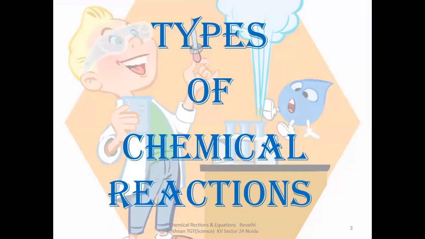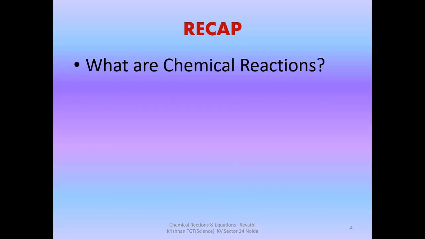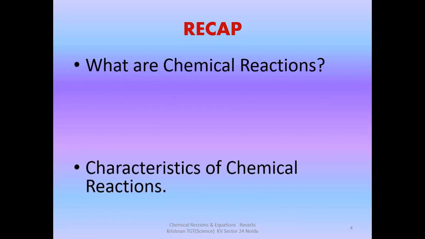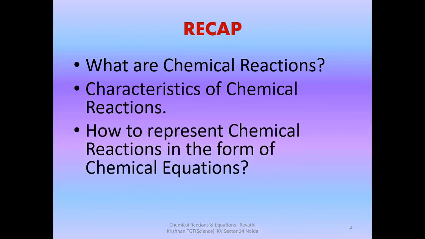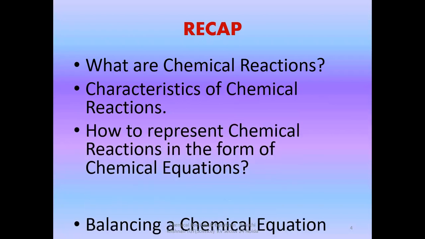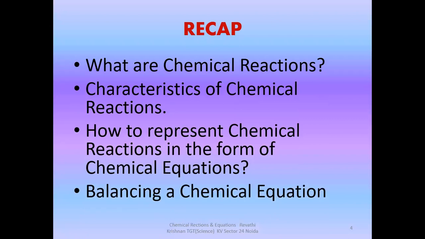Since there are so many reactions, we are going to classify them into 5 important types. You will also learn how to predict reactions based on these types so that you won't have to memorize all the reactions. Before proceeding further, let's have a quick recap of what you have learned in this chapter earlier. You already know what are chemical reactions, characteristics of chemical reactions, how to represent chemical reactions in the form of chemical equations, balancing a chemical equation.